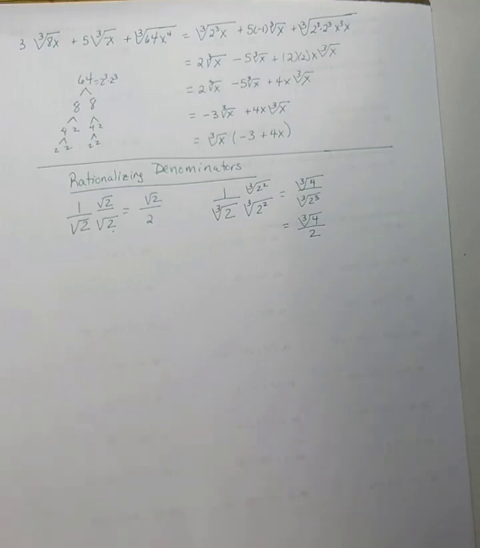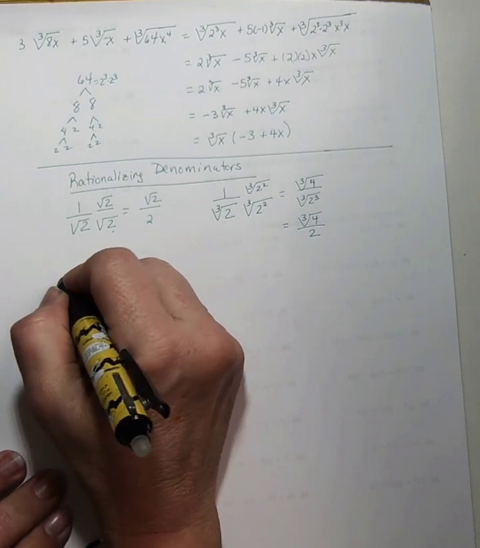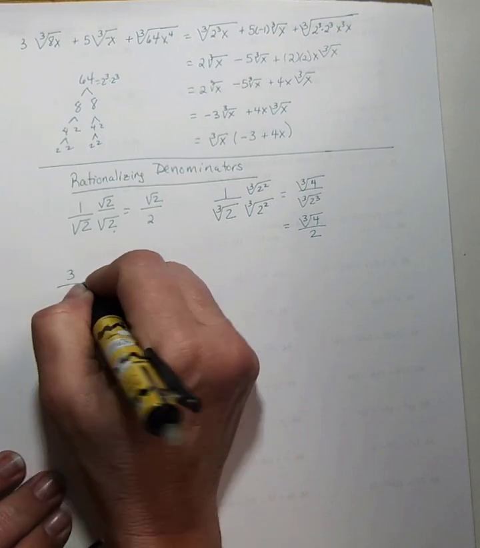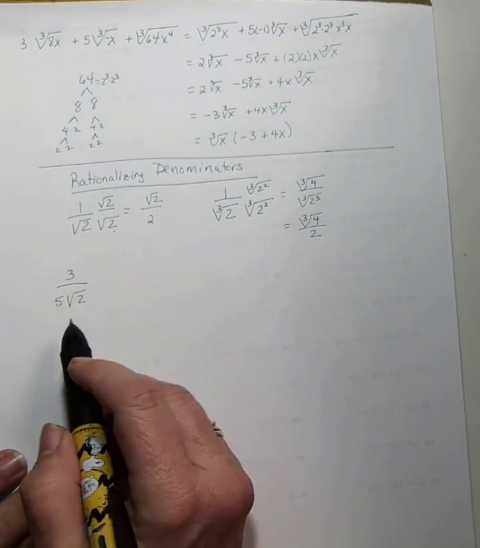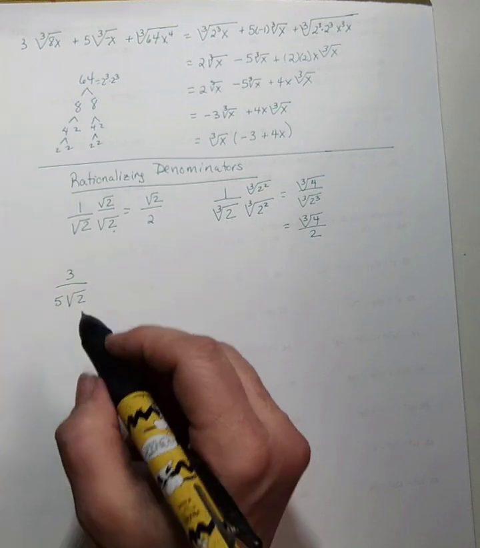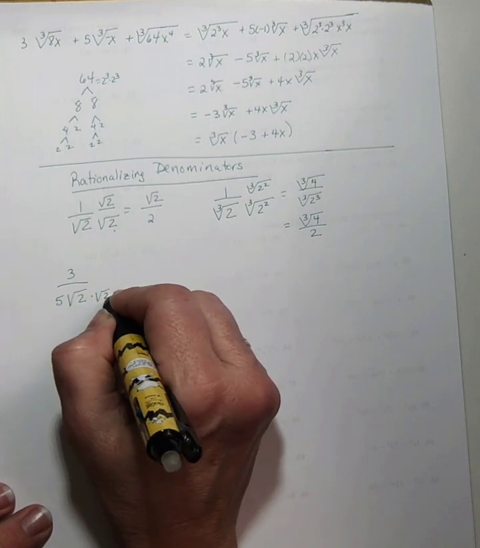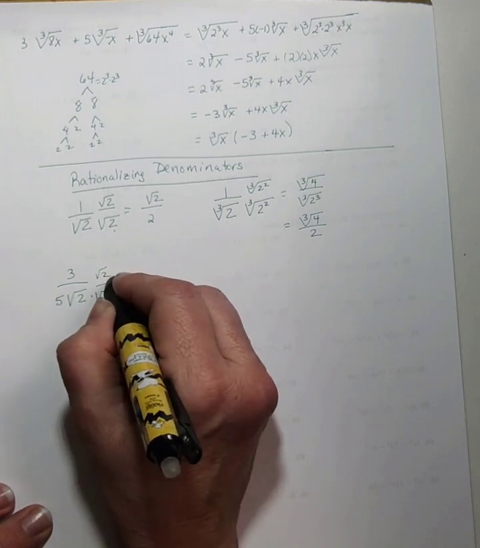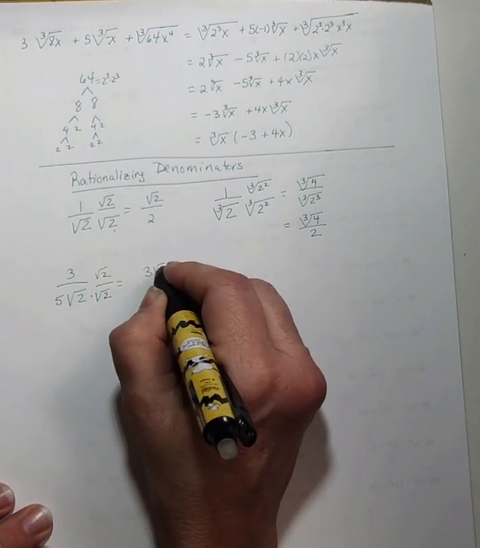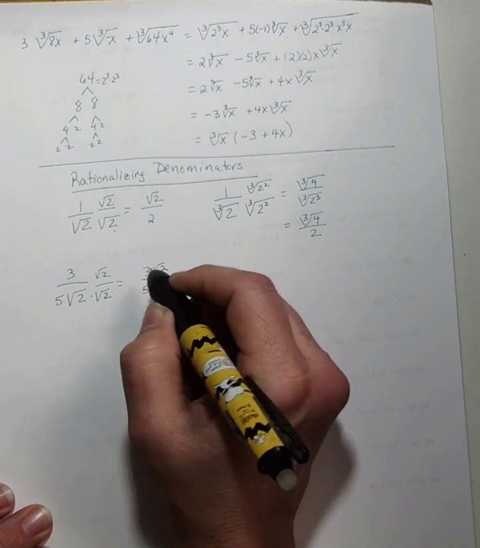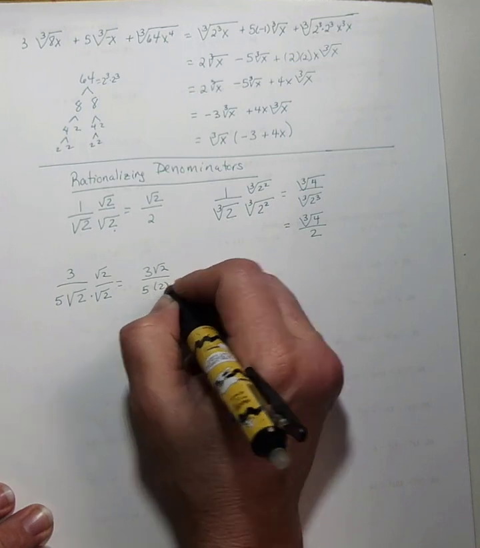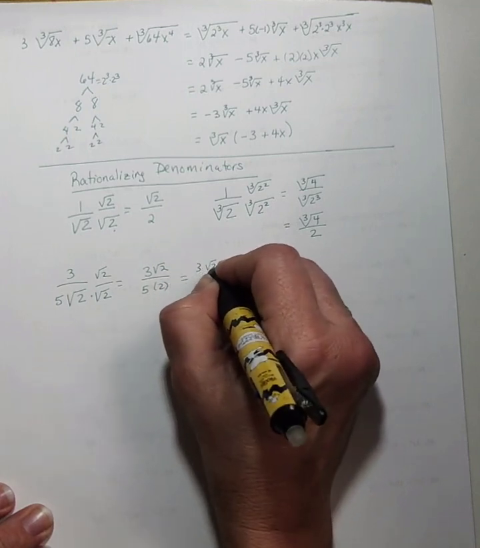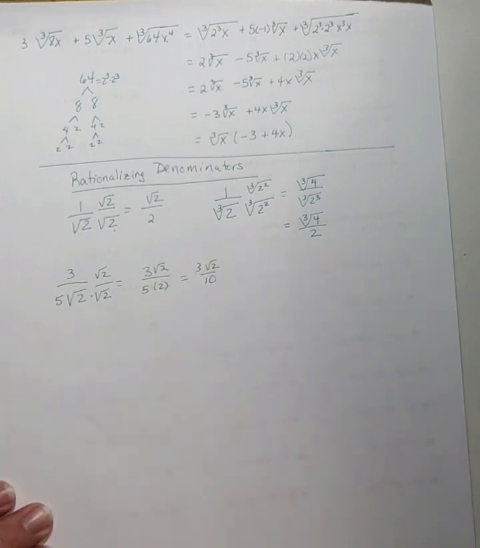So let's look at a couple more examples. If I had, let's say, 3 over 5 times the square root of 2, I want to get rid of that square root of 2, so I'm going to multiply top and bottom by the square root of 2. And I'd have 3 square roots of 2 over 5 times the square root of 2 times the square root of 2, which gives us that 2. That's what we were going for. So we'd have 3 times the square root of 2 over 10.